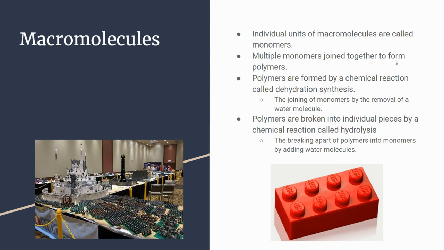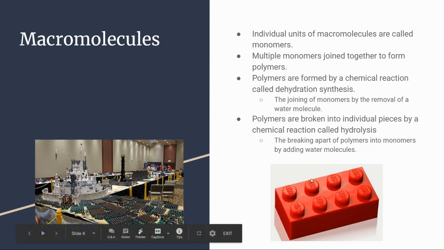Polymers are broken into individual pieces by a chemical reaction called hydrolysis. Okay, so hydrolysis is the breaking apart of polymers into monomers by adding water. So dehydration synthesis, you are removing water to join monomers together. And in hydrolysis, you are adding water to a polymer to break it into individual monomers. So if you look at the pictures down here, you have an individual Lego. This would represent a monomer. Then you put a lot of Legos together to build a Lord of the Rings scene. You get polymers.